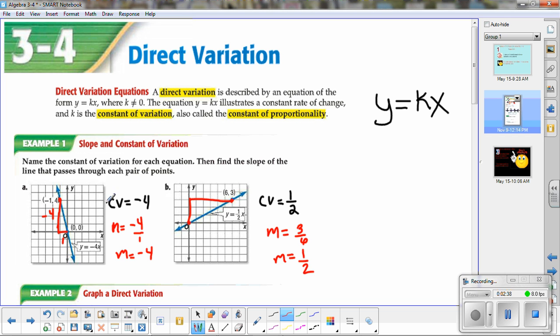Notice that the constant of variation is the same thing as the slope in both of these examples. That is always going to be the case in a direct variation equation. This number right here, the constant of variation, is the same thing as the slope of the line.